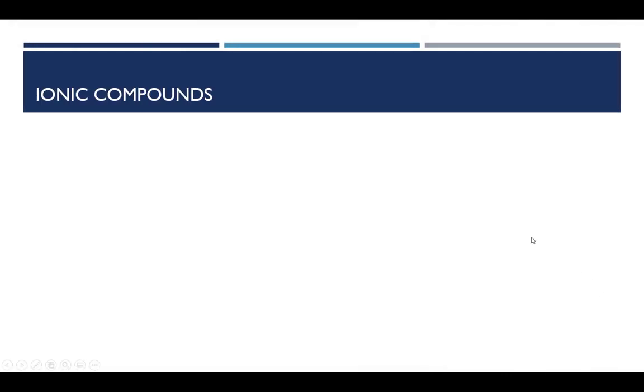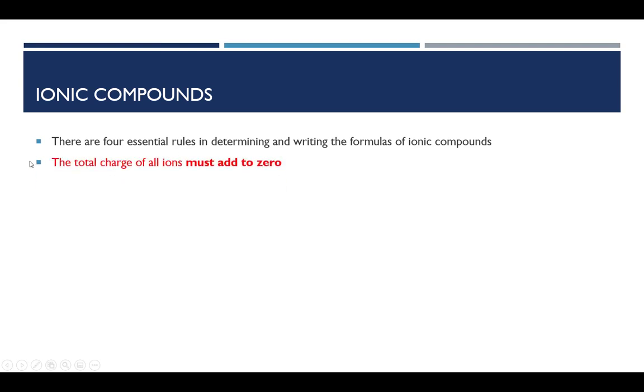Now that we've had a chance to look at ions, let's take a look at the compounds which they form. So I'd like to review 4 very important rules when we are drawing the formulas of ionic compounds and looking at naming them. The first and probably most important rule is that the total charge of all ions in a compound must add up to 0. So that means we're going to add cations, which are positively charged, with anions, which are negatively charged, and they must ultimately add up to 0 in the formula.